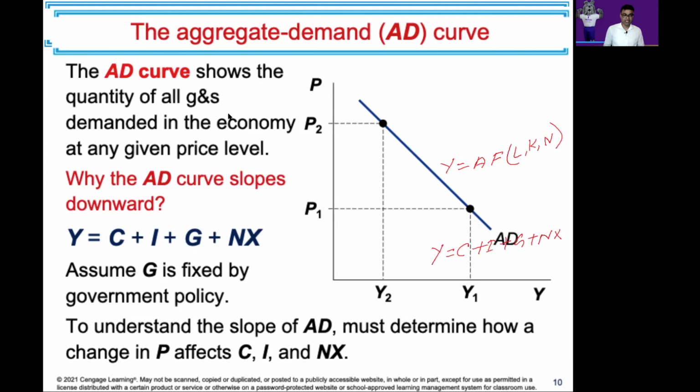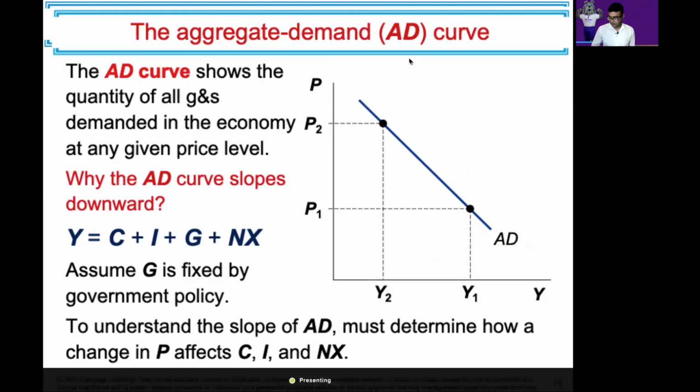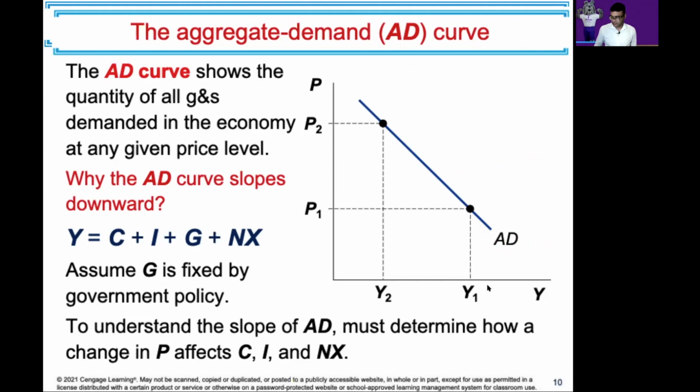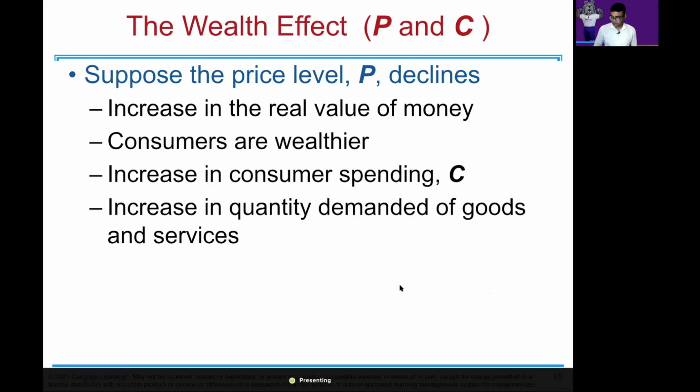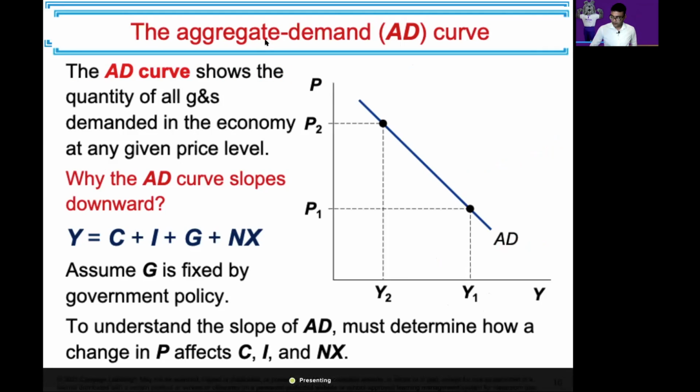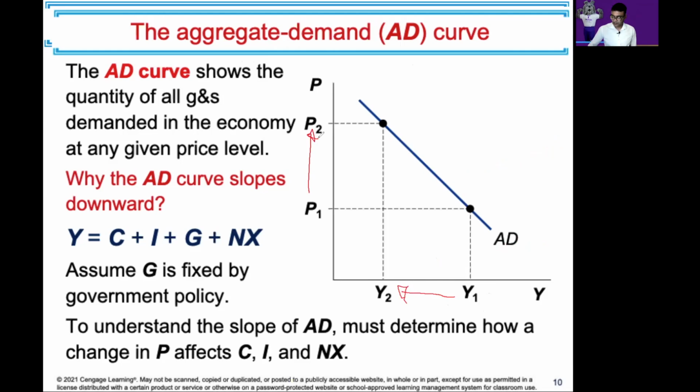What does it mean? Why does a change in the price level move the quantity of goods and services demanded in the opposite direction? If you see this graph here, when the price is P1, the real GDP is Y1. When the price level increases to P2, then Y goes down. So you can see this here. Now the question is how we can explain this opposite relationship.